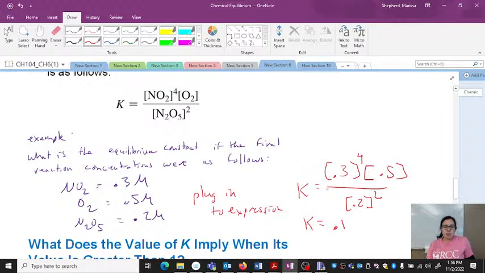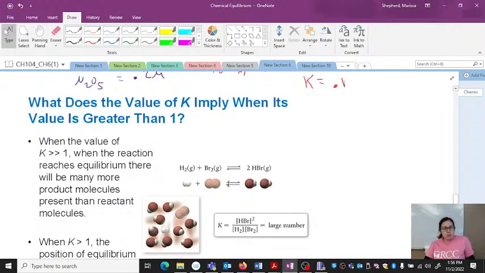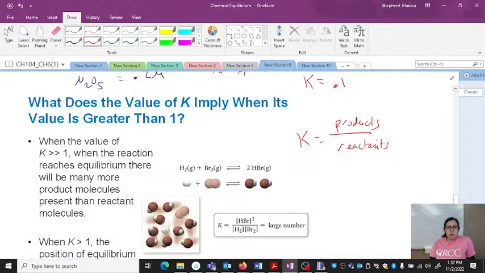And so now let's answer, what the heck does this number even mean? What does the value of K imply when its value is greater than 1? Again, that's why I say just generalize products over reactants. So if our value of K is greater than 1, which side is it favoring, our products or our reactants?